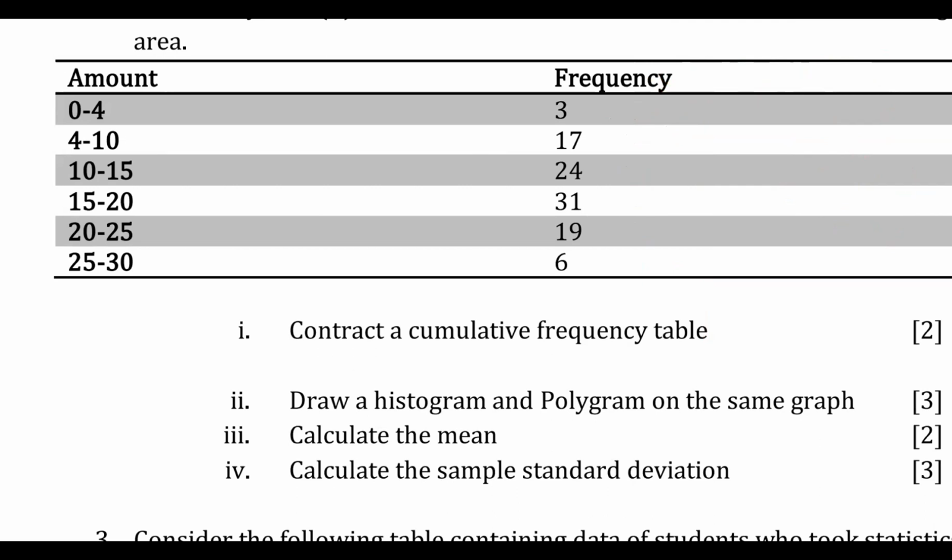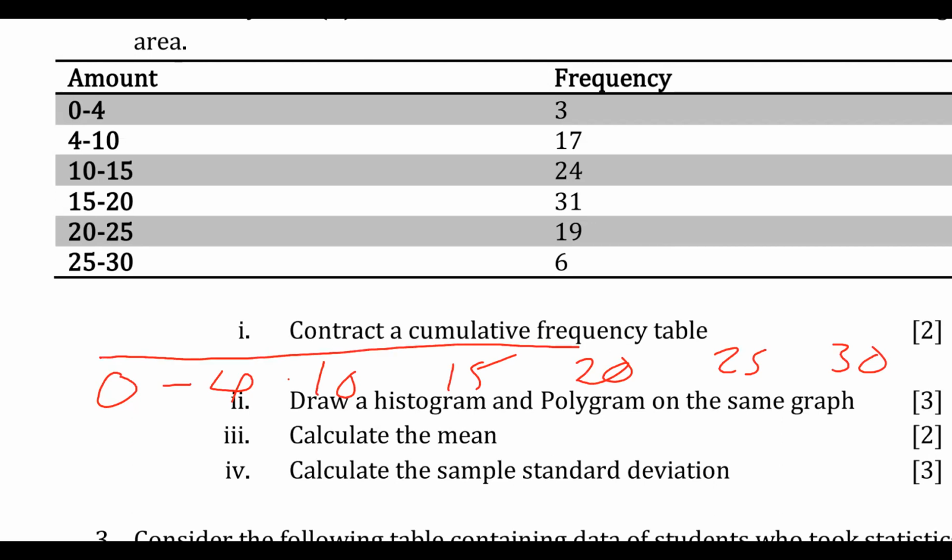So with a histogram, what it means is that you come up with the classes. These classes, you write ranges of the classes from 0 to 4, and from 4 to 10, from 10 to 15, to 20, to 25, and to 30, like that. These are your numbers that you have drawn.